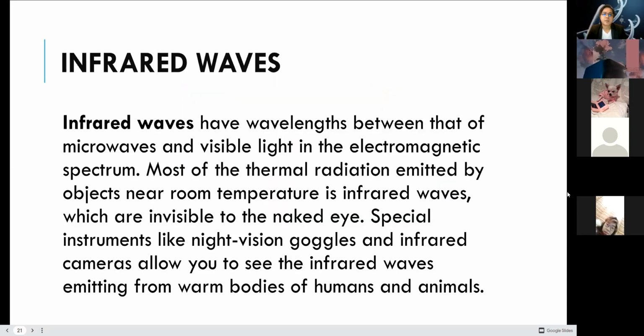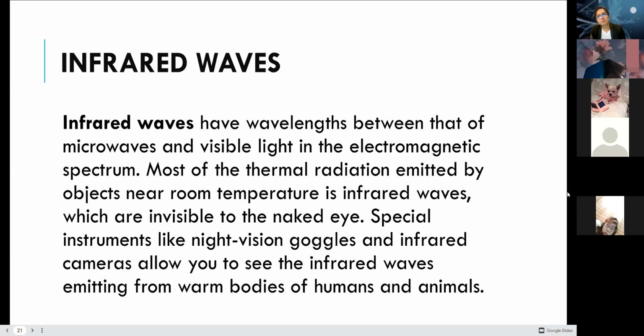All right. Again, infrared waves have wavelengths between that of microwaves and visible light in the electromagnetic spectrum. Most of the thermal radiation emitted by objects near room temperature is an infrared wave, which is invisible to the naked eye. Special instruments like night vision goggles and infrared cameras allow you to see the infrared waves emitted by the warm bodies of humans and animals. Okay, what are the uses?